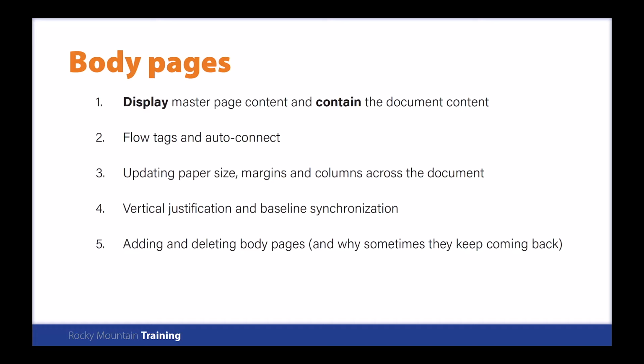The idea of flow tags, the Autoconnect property, how you can easily update your paper size, your margins, and your columns across a document. I also want to show you vertical justification, which you might not be aware of, and I'll mention baseline synchronization. And then a question I see a lot from my students as well as on the forums is how do you add and delete body pages? And how come when I delete a body page at the end of a document, it keeps coming back? Let's go look at that.